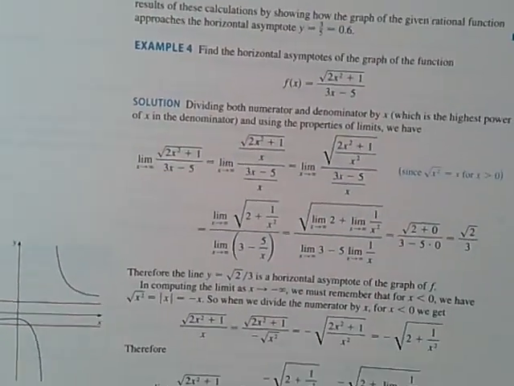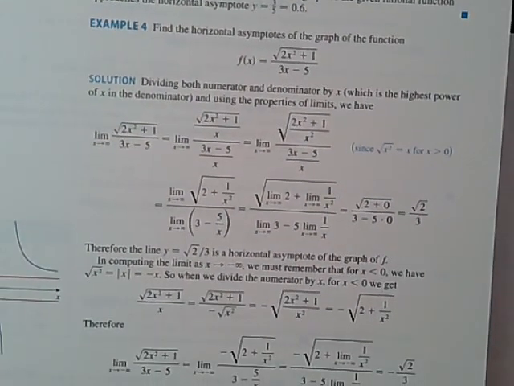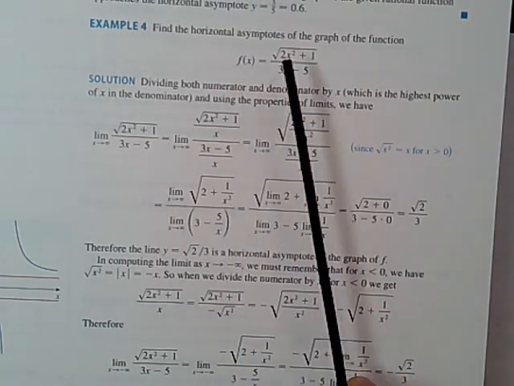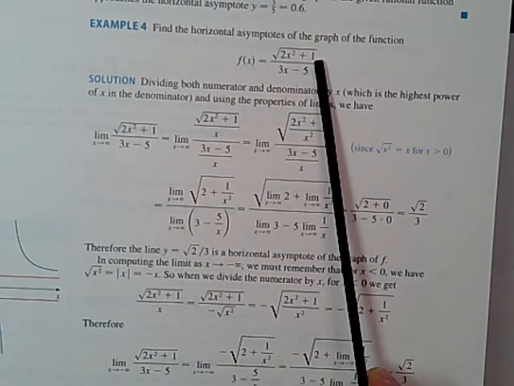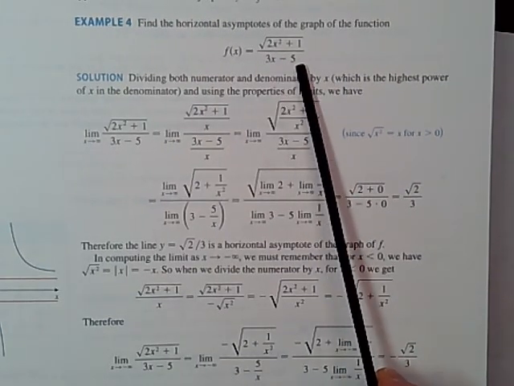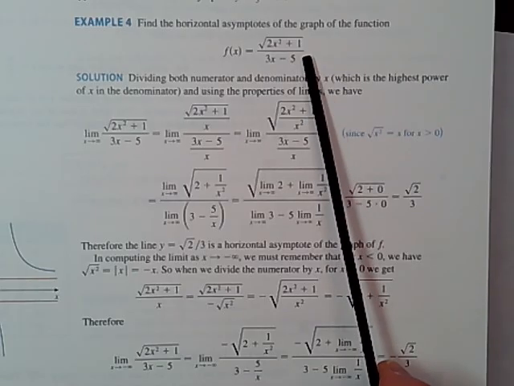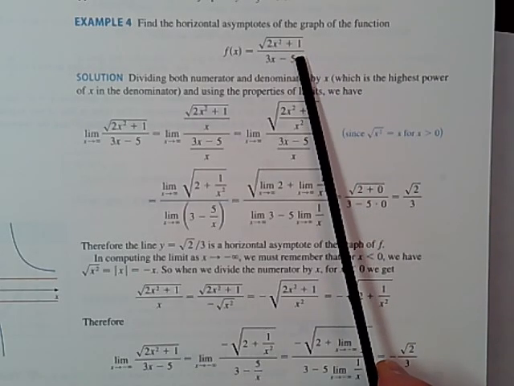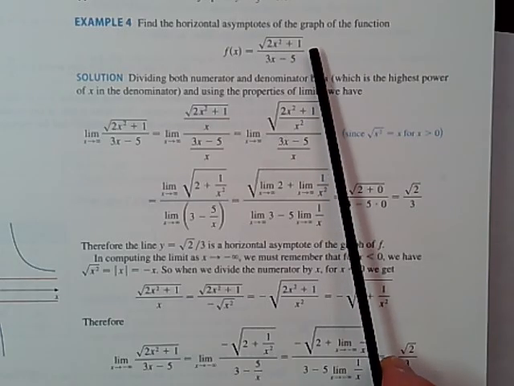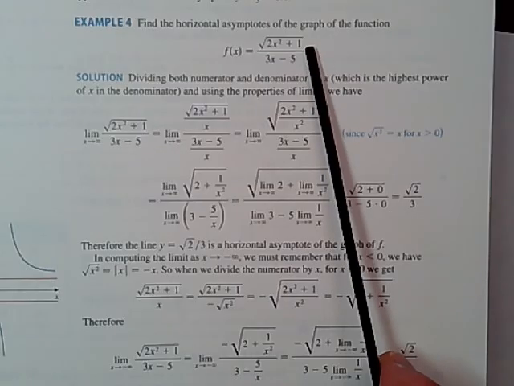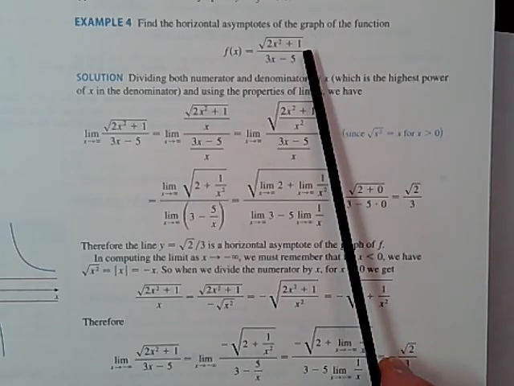Let's see. Example 4. It says, find the horizontal asymptotes of the graph of the function f, and it's the square root of 2x squared plus 1 over 3x minus 5, and we're looking for horizontal asymptotes. So I'm going to take the limit as x goes to positive infinity and the limit as x goes to negative infinity and see if I get a limit for either of those two cases, or maybe the limit is the same in both cases, and either one would be a horizontal asymptote.